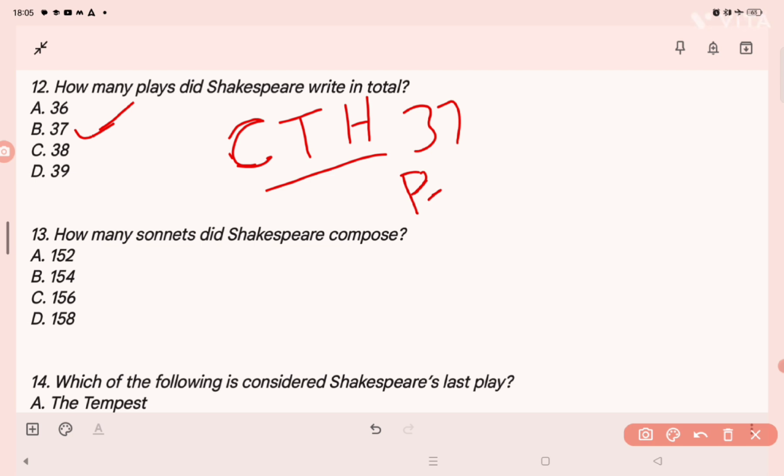How many sonnets did Shakespeare compose? Option B, 154 sonnets, which are among the most celebrated works in English literature.